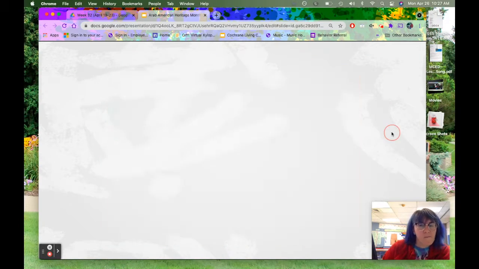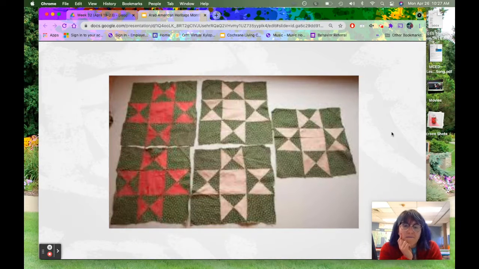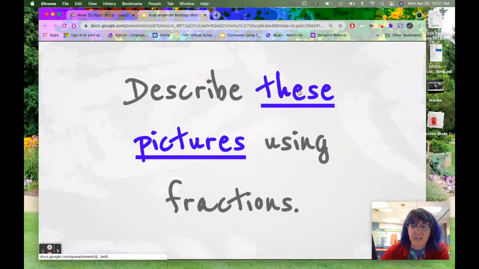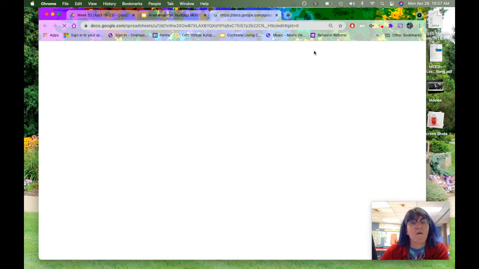Awesome. Let's look at one more. What do you notice here? Yeah, a lot of similar from the last two. We have a square and the quilt maker or the artist makes a pattern inside that square and then repeats the pattern. They might use the same colors or they might use different colors when they're making the pattern. So let's look at these pictures and see if we can describe them using fractions.